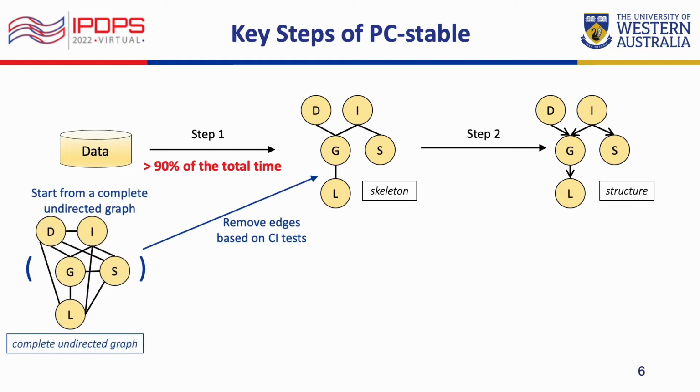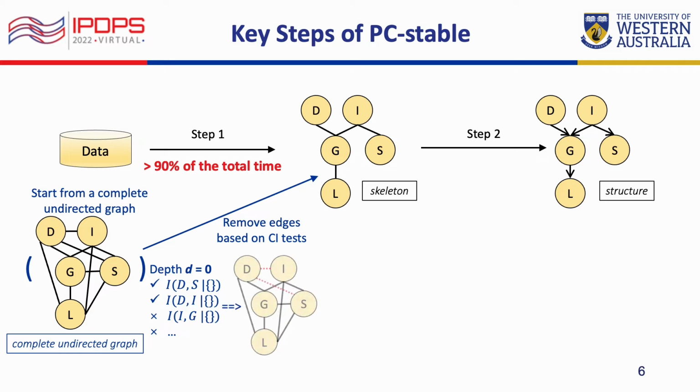It starts from a complete undirected graph and removes some edges according to the CI test. PC-stable performs the CI test at different depths. The depth means the number of nodes in the conditioning set. It starts from 0 and goes larger to reduce the computation. For example, at depth 0, for each edge in the complete undirected graph, we do a CI test, and we find two of them accept the independence hypothesis. So the two edges are removed after depth 0.